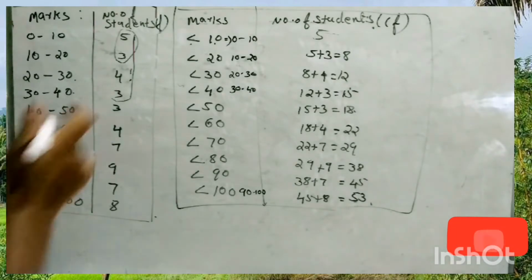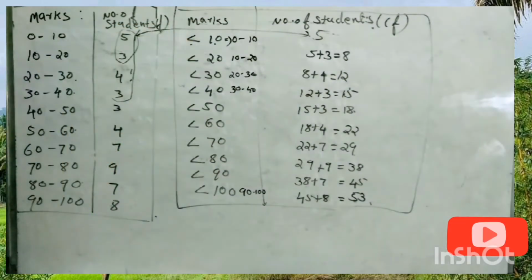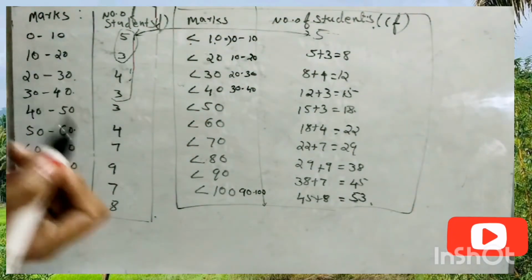You can see that the first frequency in both the tables is equal, we have 5. So, if less than type is given, then the first cumulative frequency in the second table is the same as the frequency of the first table. Okay, so 5, 5. Now we need to get 3. How will we get 3?